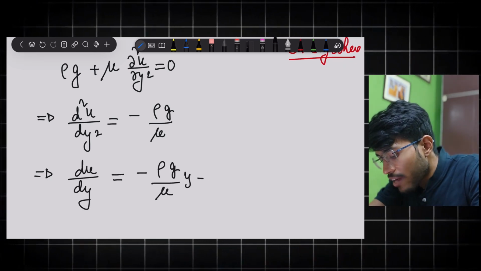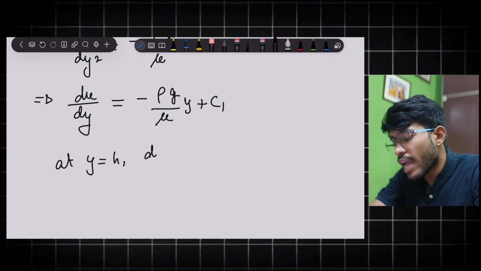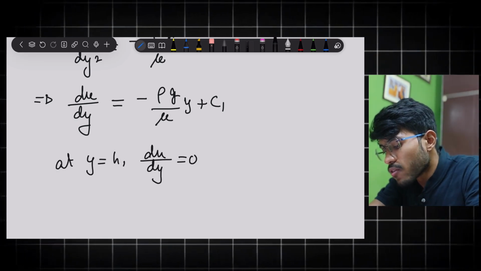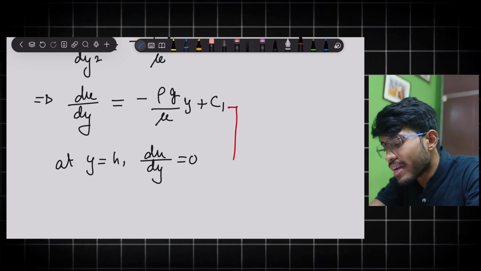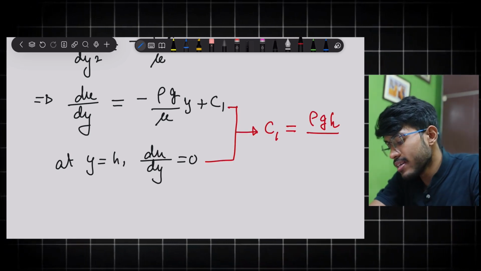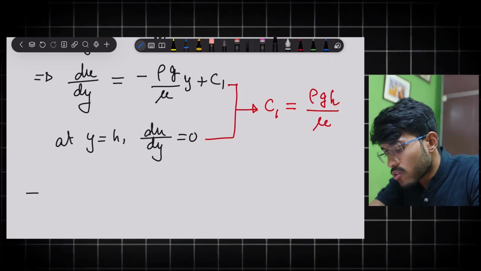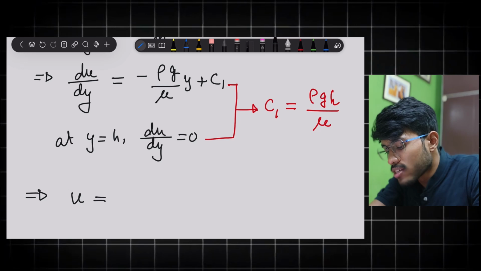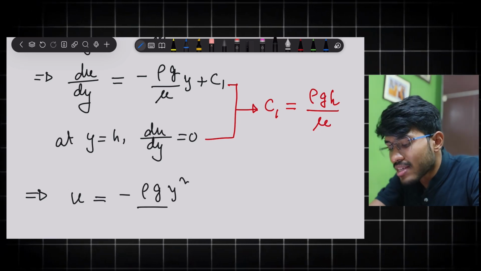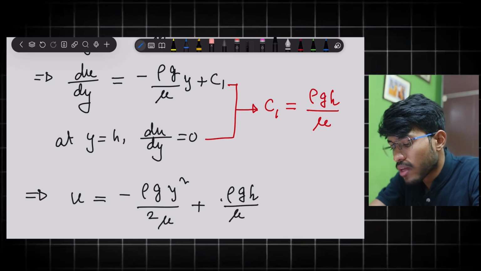Now we know at y equals h, du dy is 0. If we apply this condition, from these two conditions, I will be getting c1 equal to rho g h by mu. Clear? And further, if I integrate, u is equal to minus rho g y square by 2 mu plus c1, we know rho g h by mu, into y plus c2.